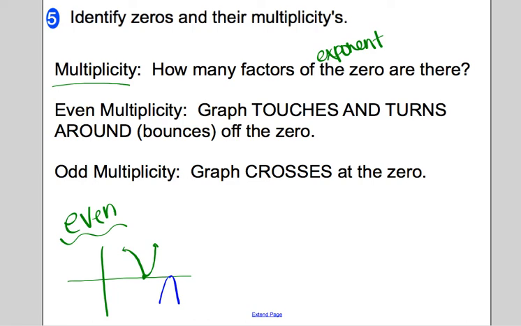If that multiplicity is odd, for example 1, meaning there's no exponent, or 3 or 5, then the graph will cross there. So if this is my 0 now, with an odd multiplicity, the graph is going to be coming towards it, and it's going to cross through and go below. Or it could be coming from below and cross through and go up. So now the number of factors of that 0 are going to help us decide what's going on at that spot.